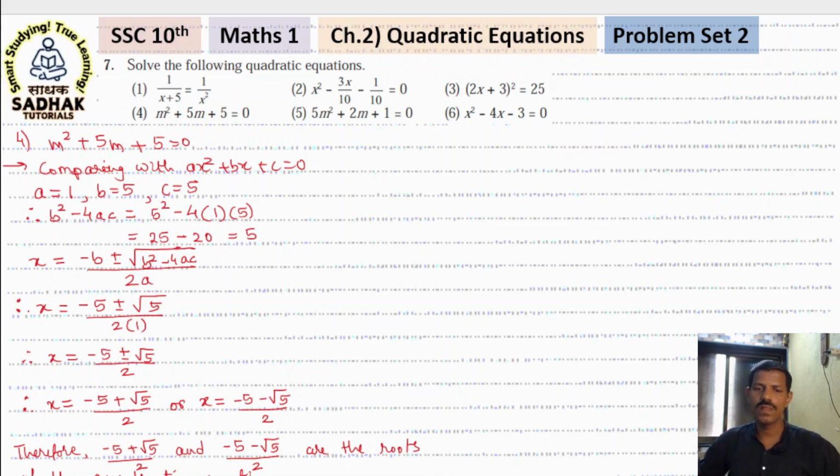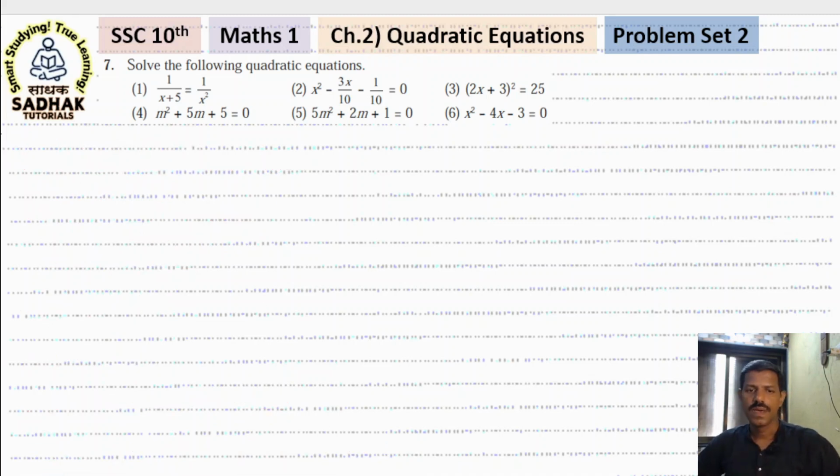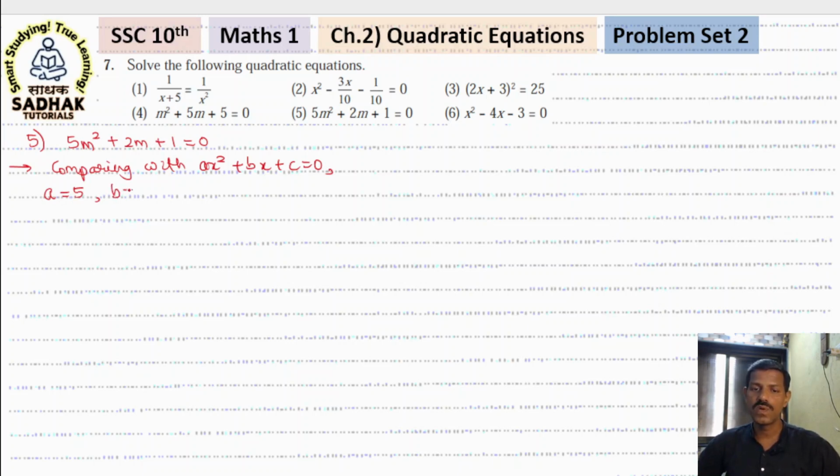So now let us solve the fifth question. Okay, in the fifth question also we can see that the question is already in the standard form. Okay, fine. So when we compare this equation with ax square plus bx plus c is equal to 0, we will get a is equal to 5. Now notice here that a has a coefficient, normally many times it is 1, but now here it is 5, so we should take it. So b is equal to 2 and c is equal to 1. Okay, so what will be the value of a multiplied by c? 5 multiplied by 1, that is equal to 5.